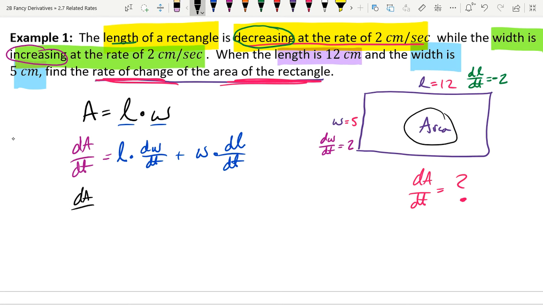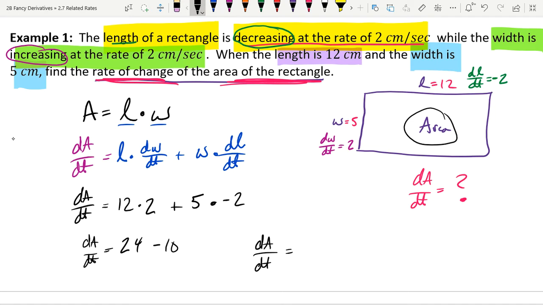I'm trying to find dA/dt. That's my goal. My length, that's 12. My change in width, that's 2. My W is 5, and my change in length over time is negative 2. We just multiply this all together. 12 times 2 is 24, minus 10. The change in area over time is going to be 14, and my units are going to be centimeters squared per second, because it is area.